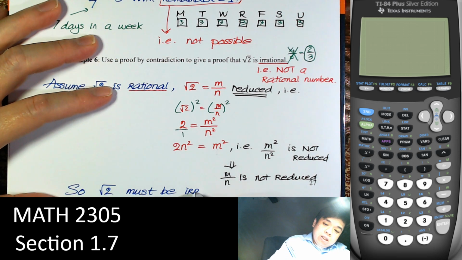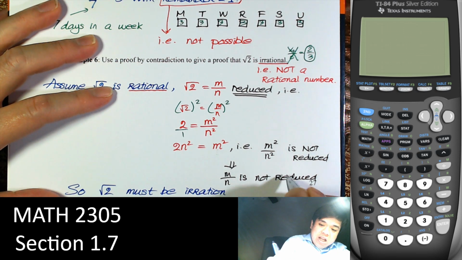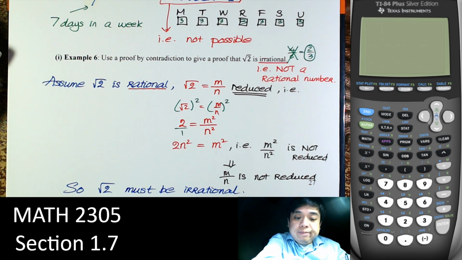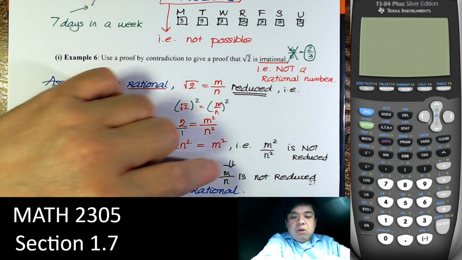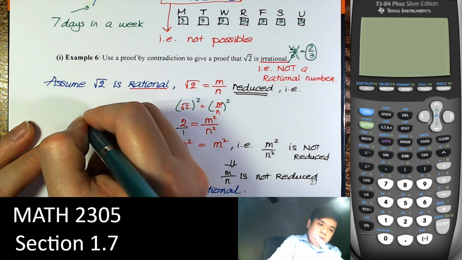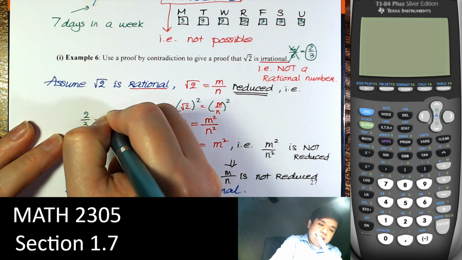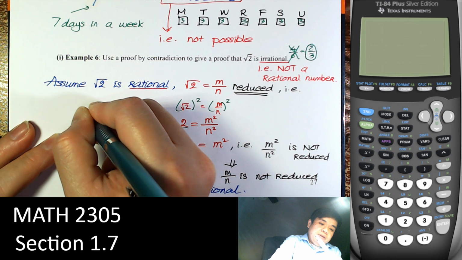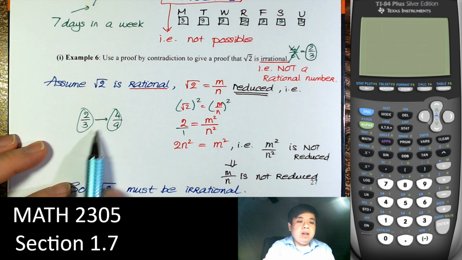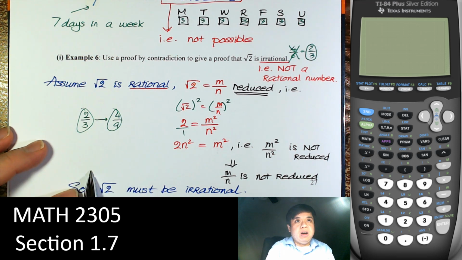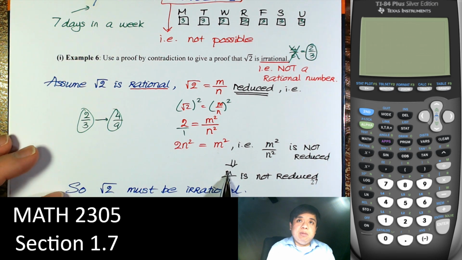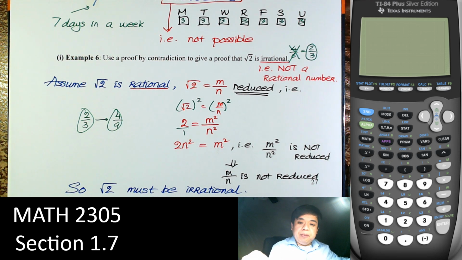So we assume it, but it did not work because it led to a contradiction. That's why it did not work. It is easy to see with an example. For example, 2 over 3: if we square top and bottom, if this is reduced, the square is still reduced. Because if there's nothing common to simplify, when we square, there's still nothing common to simplify. So that's why we say if m over n squared is not reduced, then m over n is not reduced.